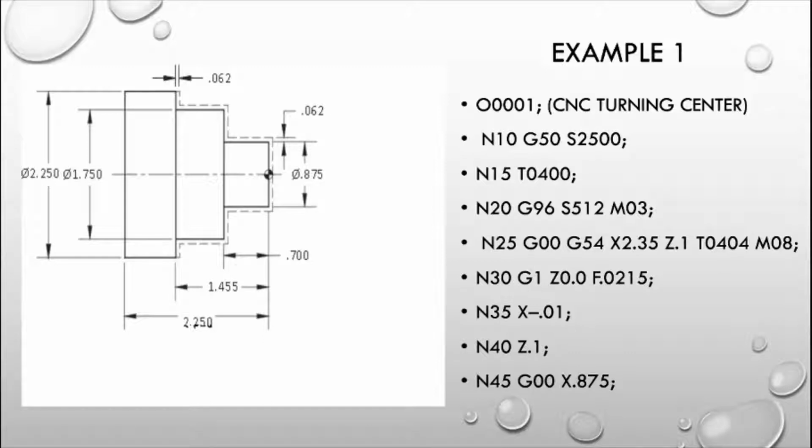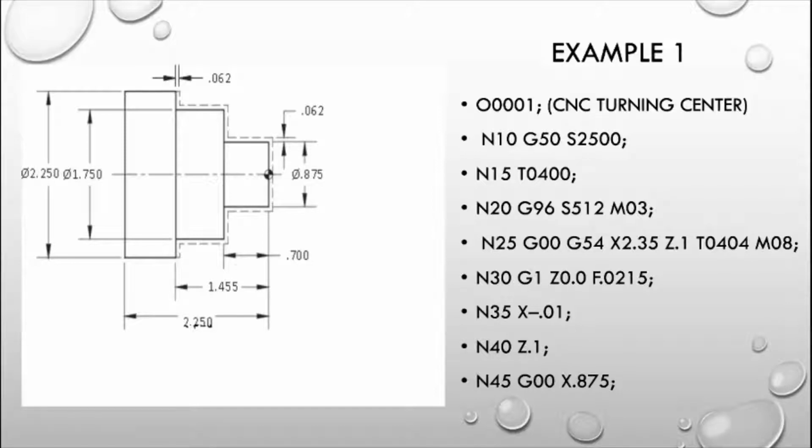Rapid traverse means the tool comes to the position of X and Z instantaneously. G54 is the work coordinate system. In that coordinate system, the value of X is 2.35, Z is 0.1. T0404 is again the tool number. 04 is the tool number, 04 is the offset number that contains the cutting tool's value. M08 is the coolant on.